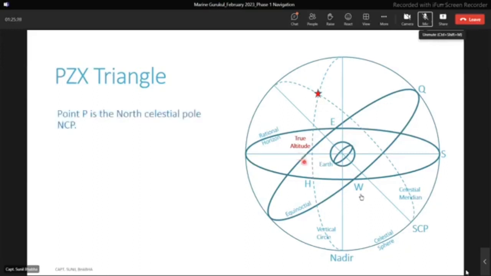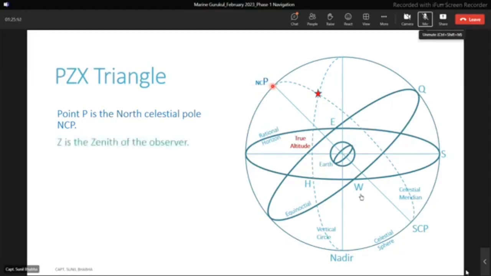Now we know that this is the equinoctial, and the axis of the earth extended toward the celestial sphere meets it at both the celestial poles. So this point here is the north celestial pole. Let's mark it as P. I have written NC also in short just to show that this is the north celestial pole. This point is represented by P.